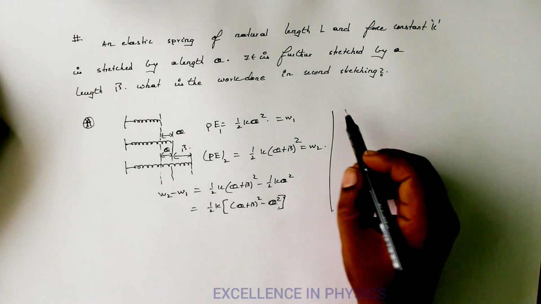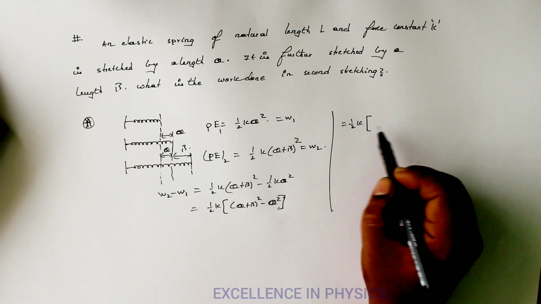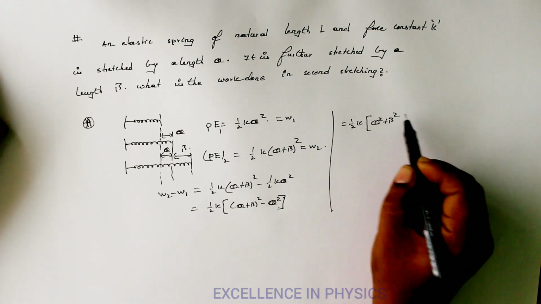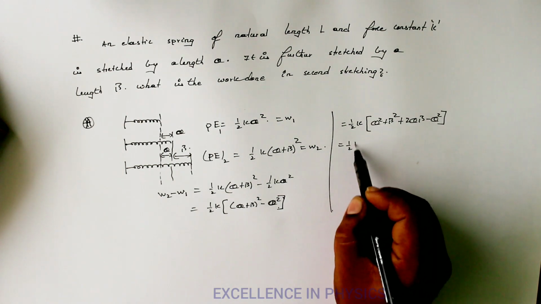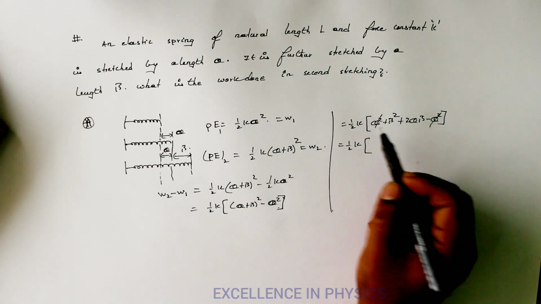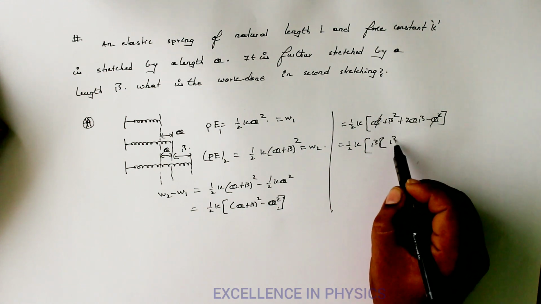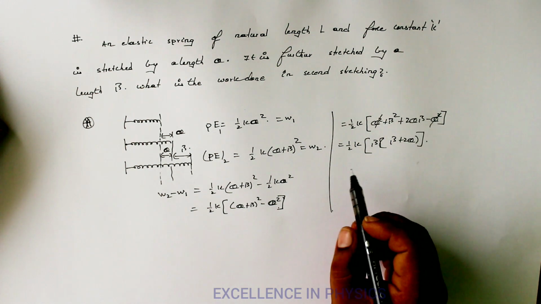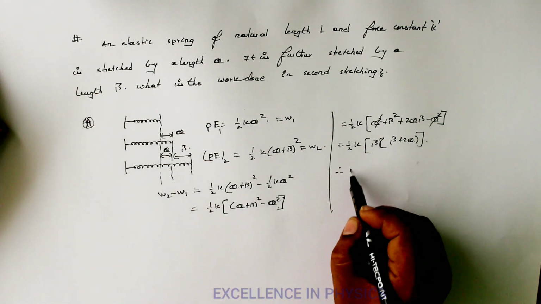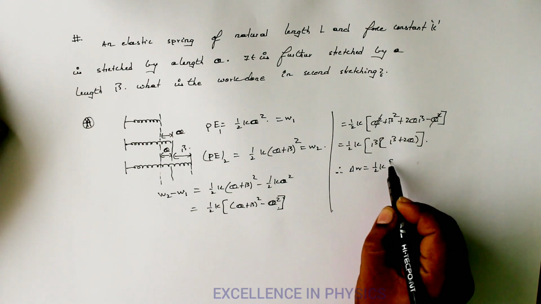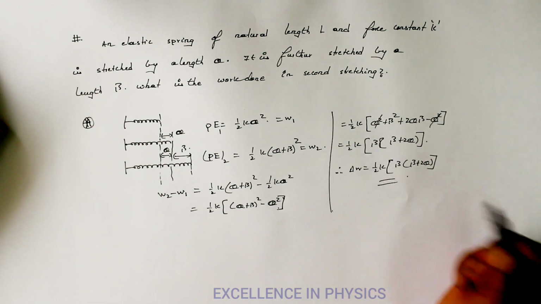So this should be equal to half k into, if I expand according to the equation of a plus b whole square, alpha square plus beta square plus 2 alpha beta minus alpha square. So this alpha square and minus alpha square get cancelled, and if I take beta as common, then I will get beta plus 2 alpha. So this should be our answer. Therefore the additional amount of work done to stretch from alpha to beta, delta W, is equal to half k into beta plus 2 alpha.